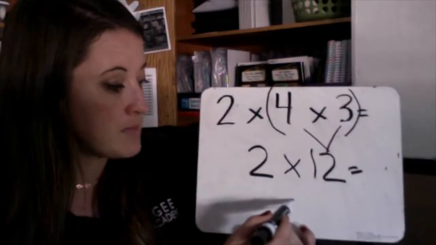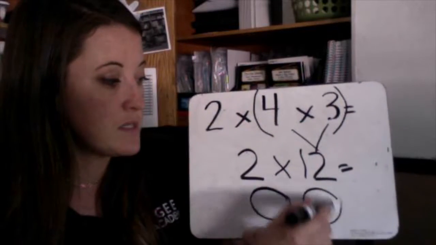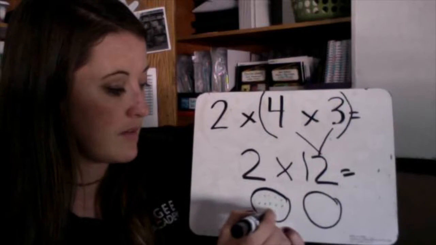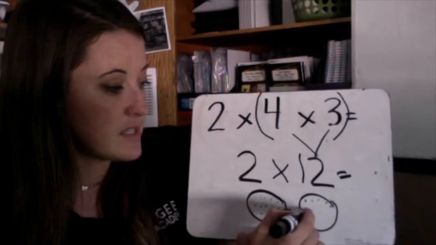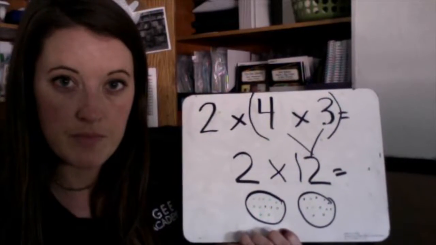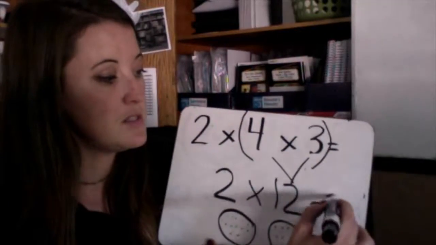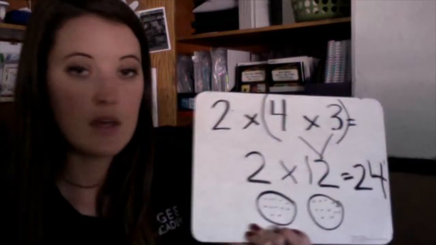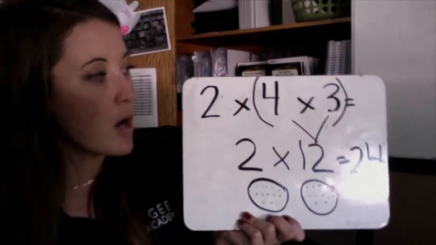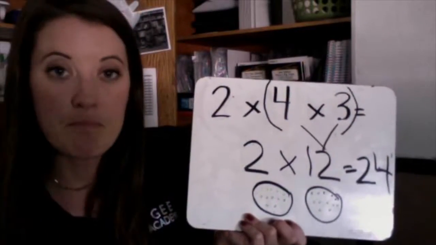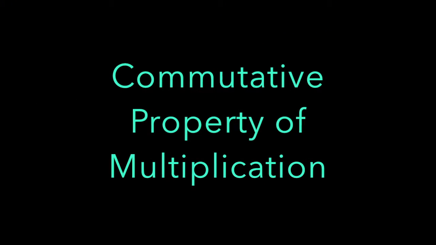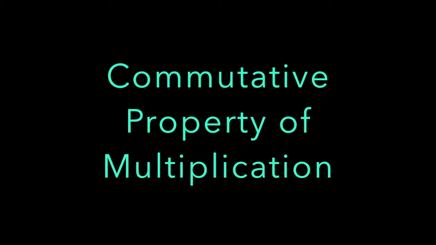Let's try it. Let's make one group and two groups. And let's put 12 in each. 1, 2, 3, 4, 5, 6, 7, 8, 9, 10, 11, 12. What's 12 plus 12? 12 plus 12 is 24. So no matter where we put the parentheses in our multiplication sentence, the product is always going to be the same.